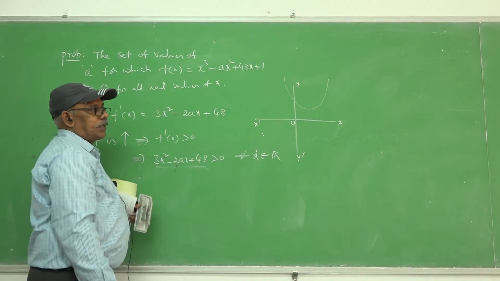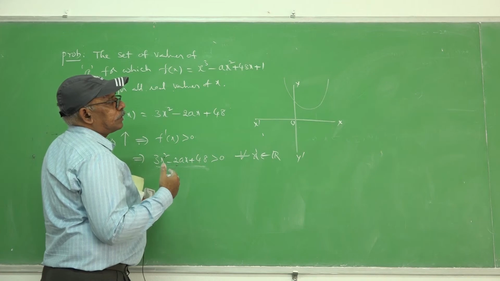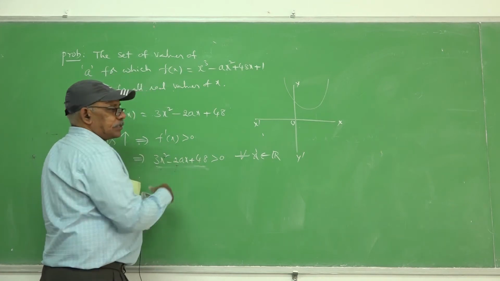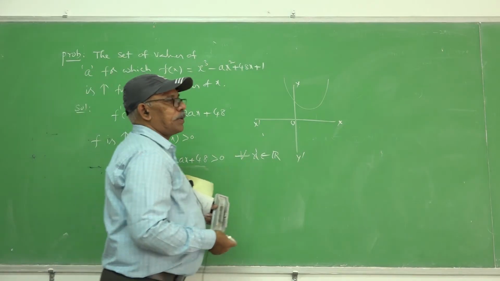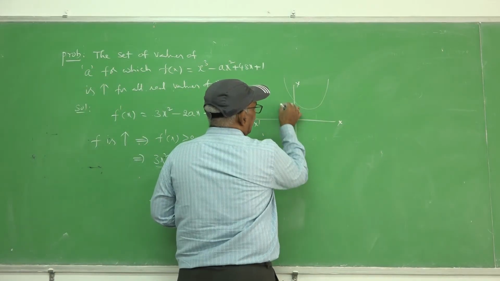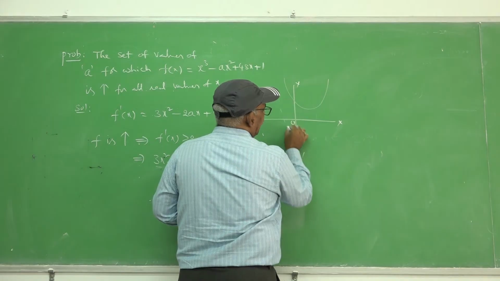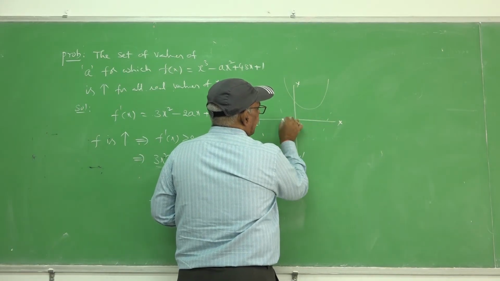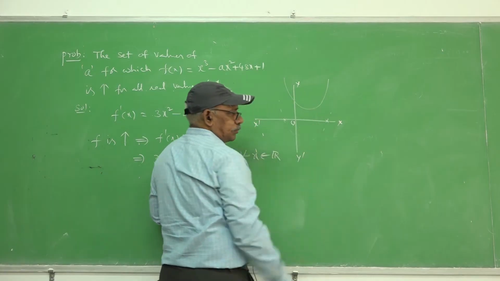Hence, it has no real values. This quadratic has no real roots, because once it has real roots, the graph is like this. Once the graph is like this, it intersects the x-axis. There it has real roots.